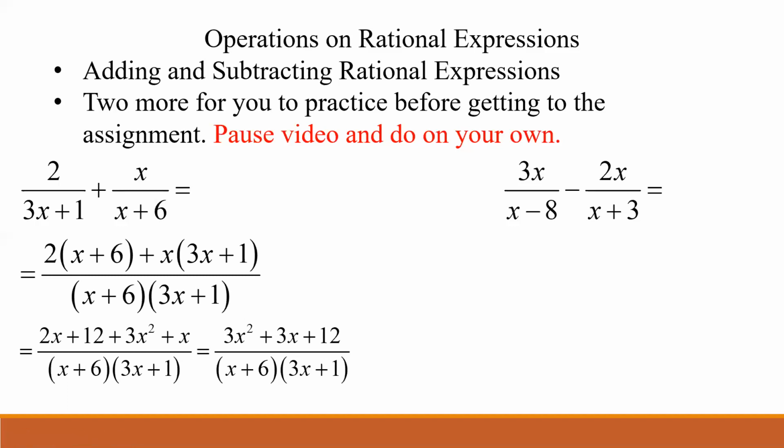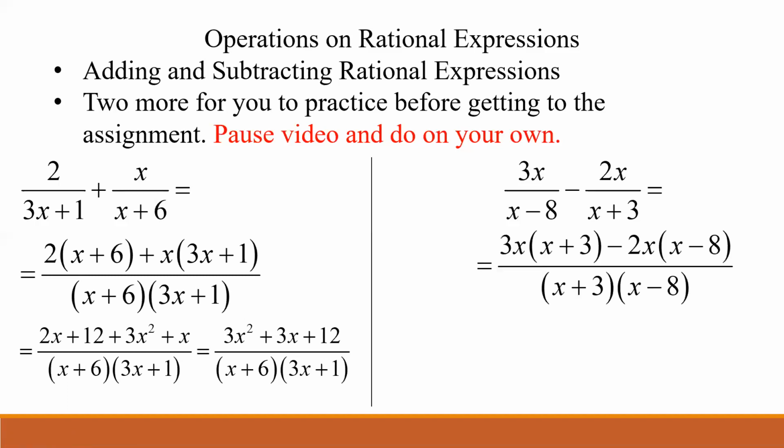And that's it. I'll give you a second to check through. If you didn't quite get that answer when you worked it out yourself, you can pause the video and go back and double check some of your numbers. The one on the right is a subtraction, but the process stays the same. And again, I condensed the steps a little bit. We have 3x times x plus 3, 2x times x minus 8. The bottom is just the combination of the two.